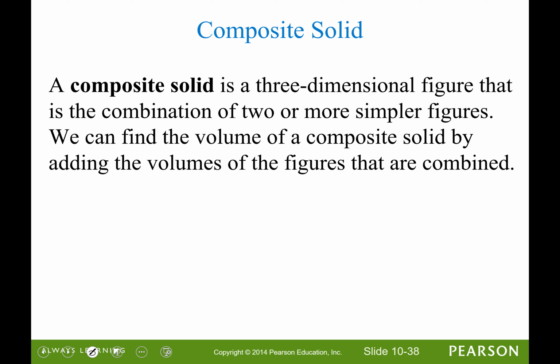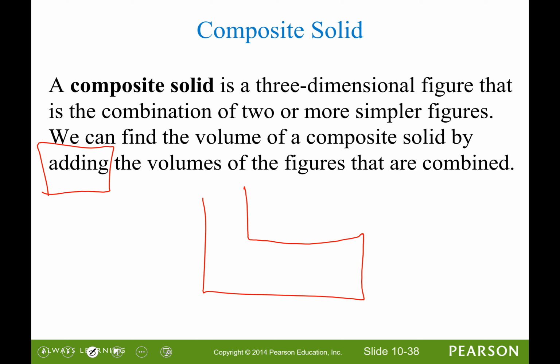A composite solid is a 3-dimensional figure that is a combination of 2 or more simpler figures. We can find the volume of a composite solid by adding the volumes of the figures that are combined. So if it's a funky looking figure, just like when we had surface area, it's like, well, what's the formula for the shape of this thing? We're like, well, we don't know. We don't have a formula for that shape.